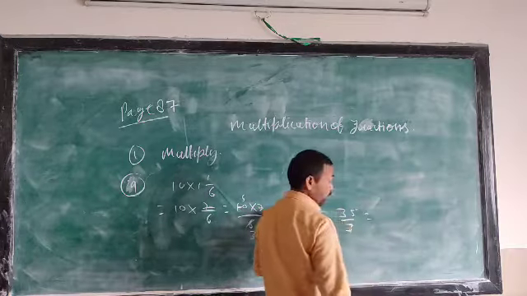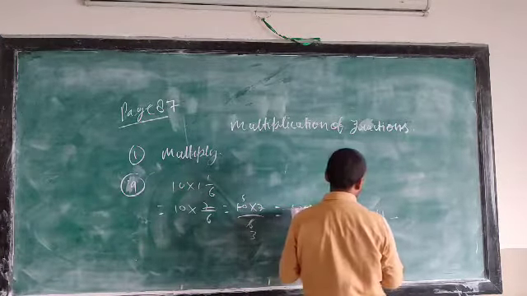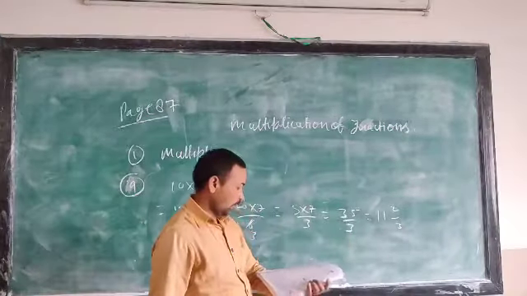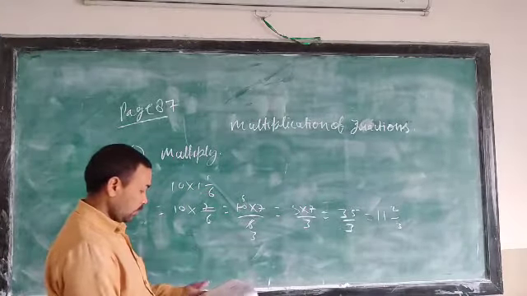You can convert this into a mixed number. 3 elevens are 33, and 2 by 3 remains. This will be the answer. So in this way you can solve this exercise.